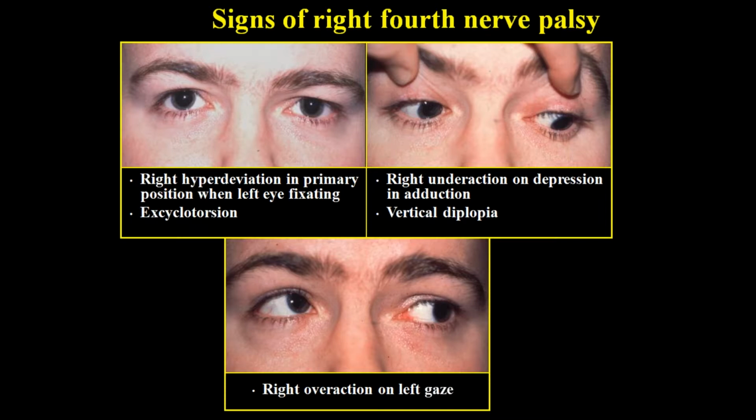So what happens in fourth nerve palsy? There is a right hyperdeviation in primary position when the left eye is fixating. You can see this eye is slightly moved up as compared to the left eye. And there is excyclotorsion, which is difficult to appreciate in the picture. What happens when the patient tries to look down? The left eye is normal, but in the right eye, the eye has not completely come downwards. Because of this, when the patient tries to look down, he has vertical diplopia.